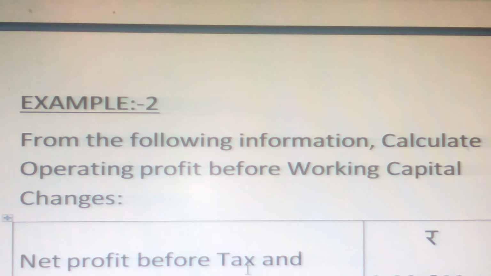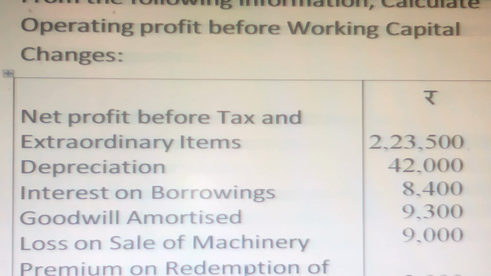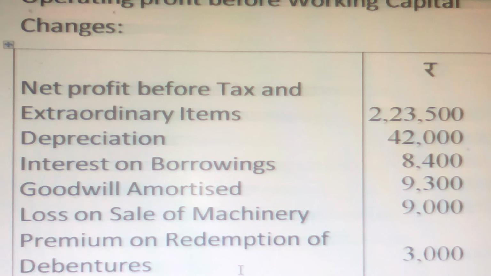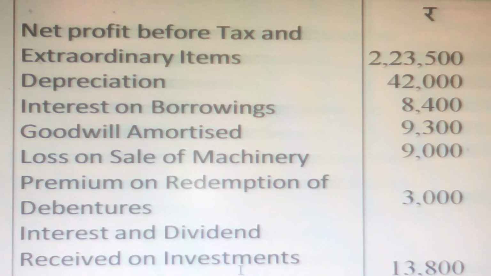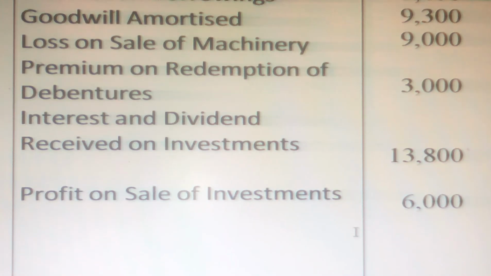From the following information, calculate operating profit before working capital changes. Here they have given net profit before tax and extraordinary items 2,23,500. Then depreciation 42,000. Then interest on borrowing 8,400. Then goodwill amortization 9,300. The loss on sale of machinery 9,000. Then premium on redemption of debenture 3,000. Then interest and dividend received on investment 13,800. Then profit on sale of investment 6,000.